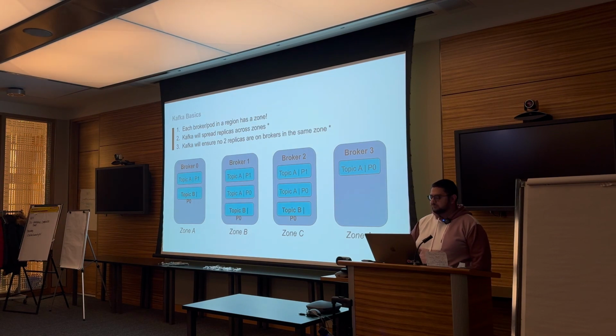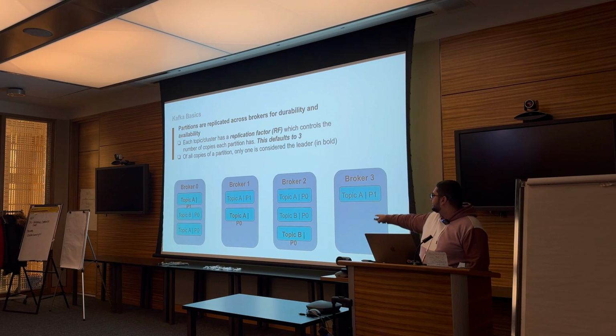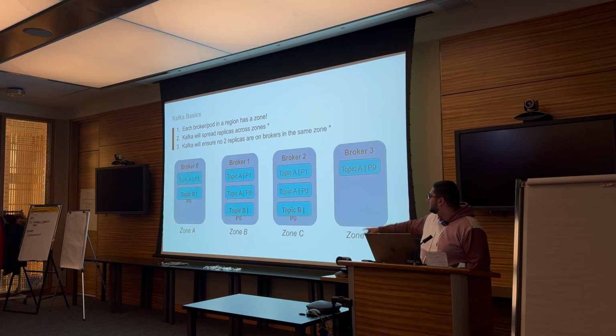And same over here. Now, one thing I want you to notice, if I go back a few slides, is how topic B, P0 were both on broker 2. That can no longer be true, because we know that 2 copies of the same partition cannot be in the same zone. Not allowed. So if you're confused why this matters, don't worry, it will make sense soon.